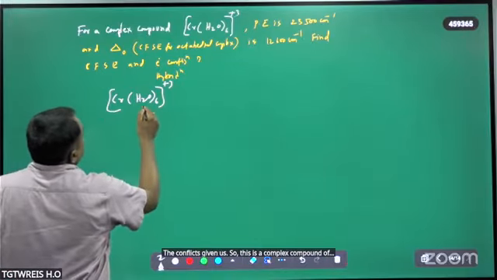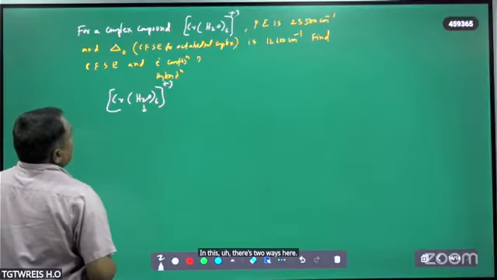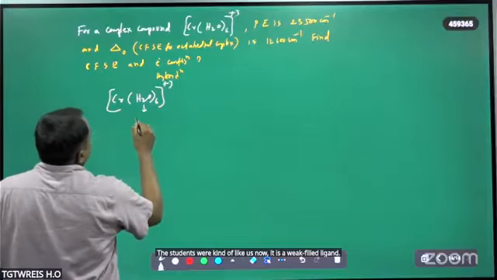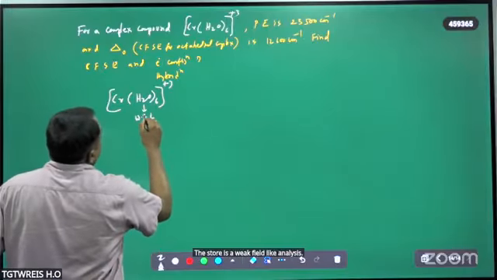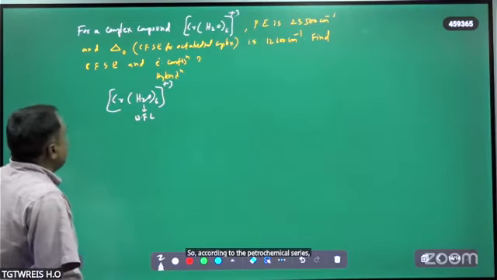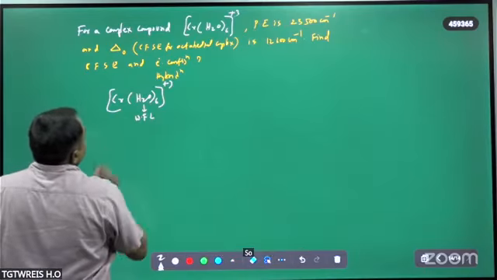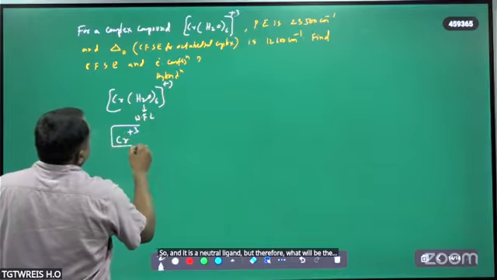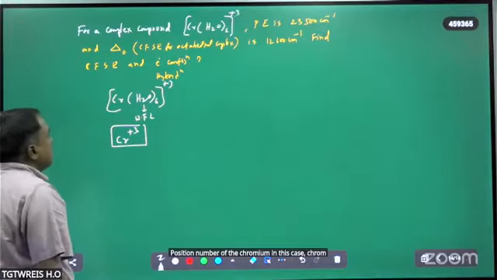In this, H2O is what kind of ligand? It is a weak field ligand. According to the spectrochemical series, H2O is a weak field ligand, and it is a neutral ligand. Therefore, what will be the oxidation number of the chromium in this case? Chromium is +3 in this case.